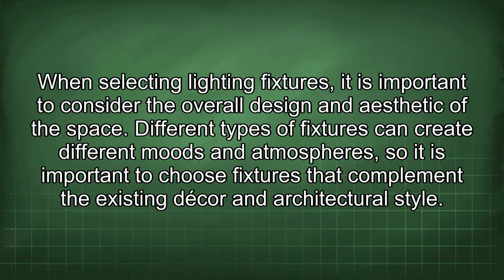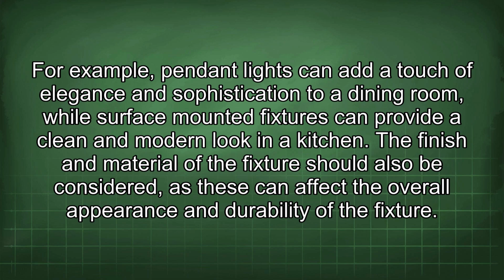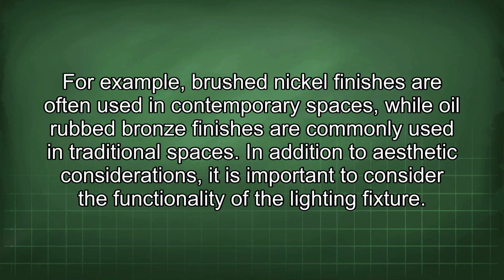When selecting lighting fixtures, it is important to consider the overall design and aesthetic of the space. Different types of fixtures can create different moods and atmospheres, so it is important to choose fixtures that complement the existing decor and architectural style. For example, pendant lights can add a touch of elegance and sophistication to a dining room, while surface-mounted fixtures can provide a clean and modern look in a kitchen. The finish and material of the fixture should also be considered, as these can affect the overall appearance and durability of the fixture. For example, brushed nickel finishes are often used in contemporary spaces, while oil rubbed bronze finishes are commonly used in traditional spaces.